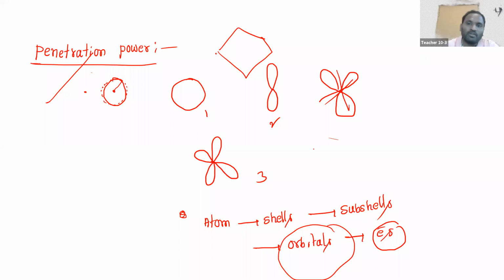Next, in the p orbital, what happens? In some areas the probability is maximum. After reaching a certain point, it becomes zero. Again it is increasing, and again after a certain extent it becomes zero. Here, first it is maximum, students.